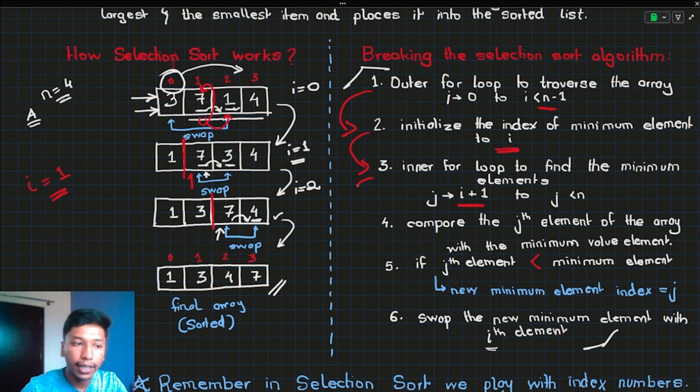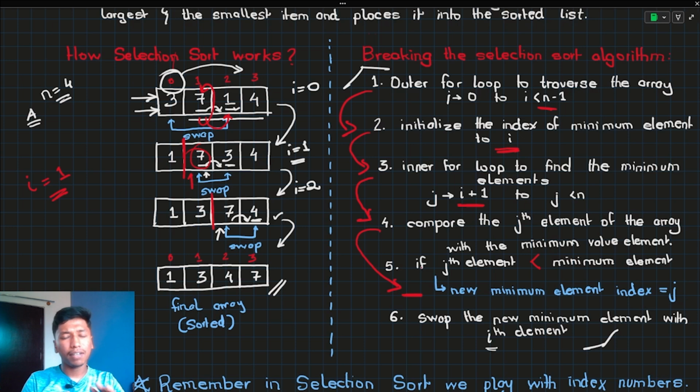So once we enter the inner for loop, we'll start comparing the elements, right? We'll check if the jth element is lesser than the most minimum element. If the jth element is lesser than the most minimum element, what are we supposed to do? We have to change the index of the most minimum element to the index of j. As you can see, this index of the most minimum element will be updated to the index number of j. So this is how it is happening.